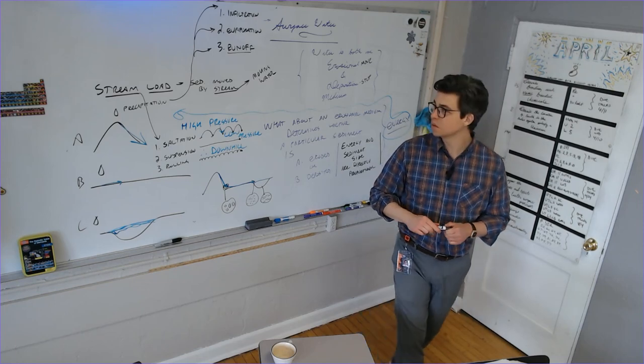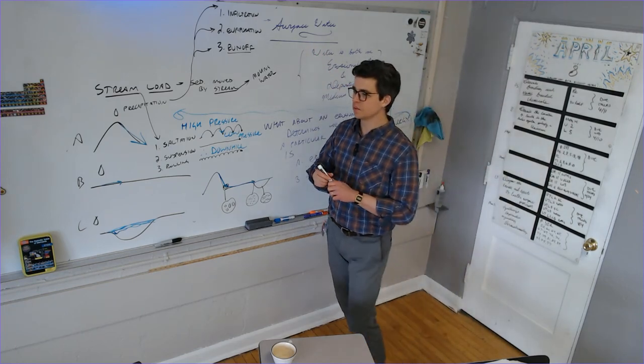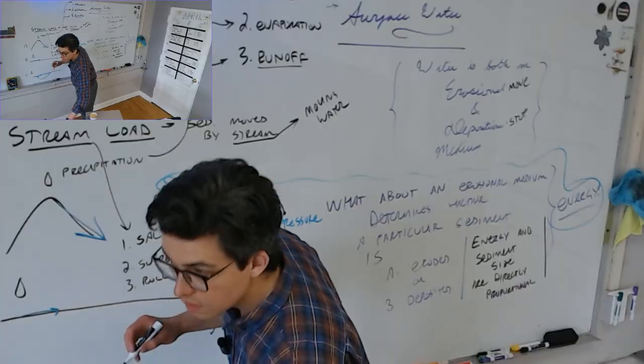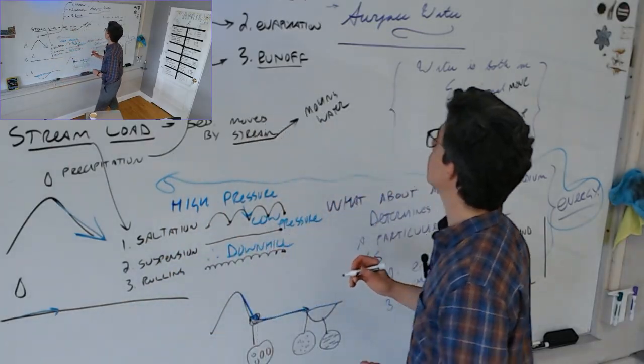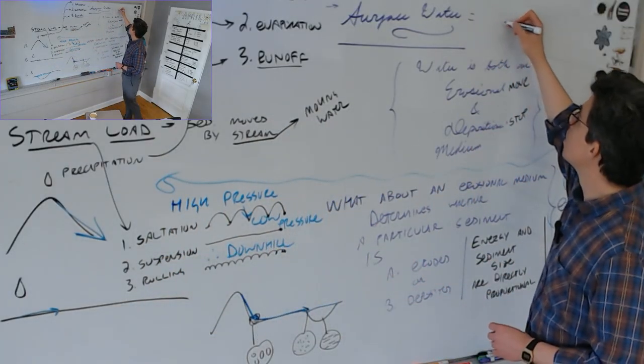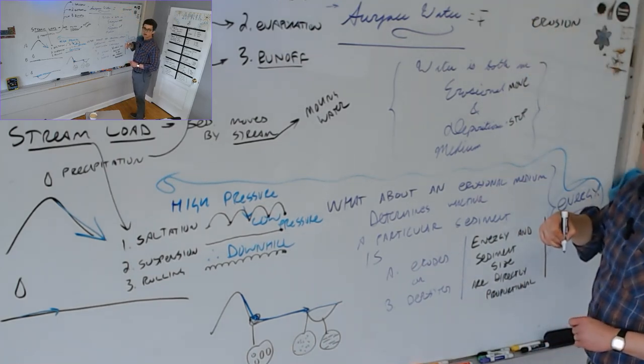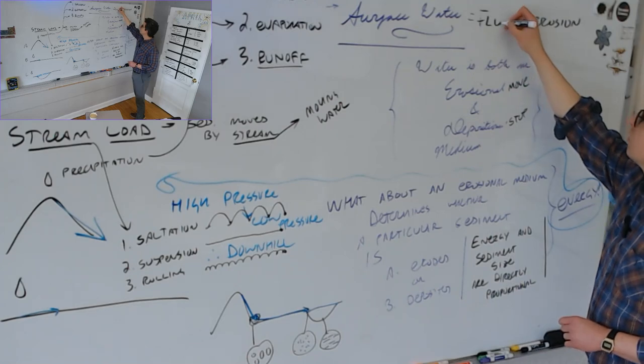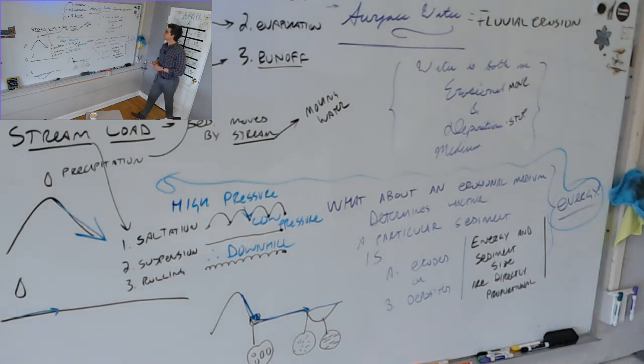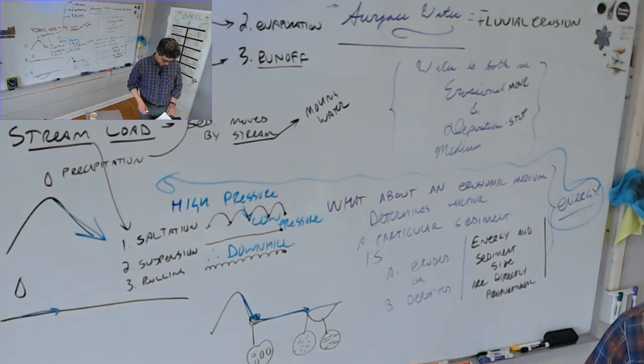Do you remember what the fancy word for all of this is, stream erosion? Do you remember what the fancy word is? No. What's the fancy word for all of this? Surface water. What kind of erosion? Fluvial. What's that first word? Fluvial. No, the A something water. Surface. Oh, sorry.